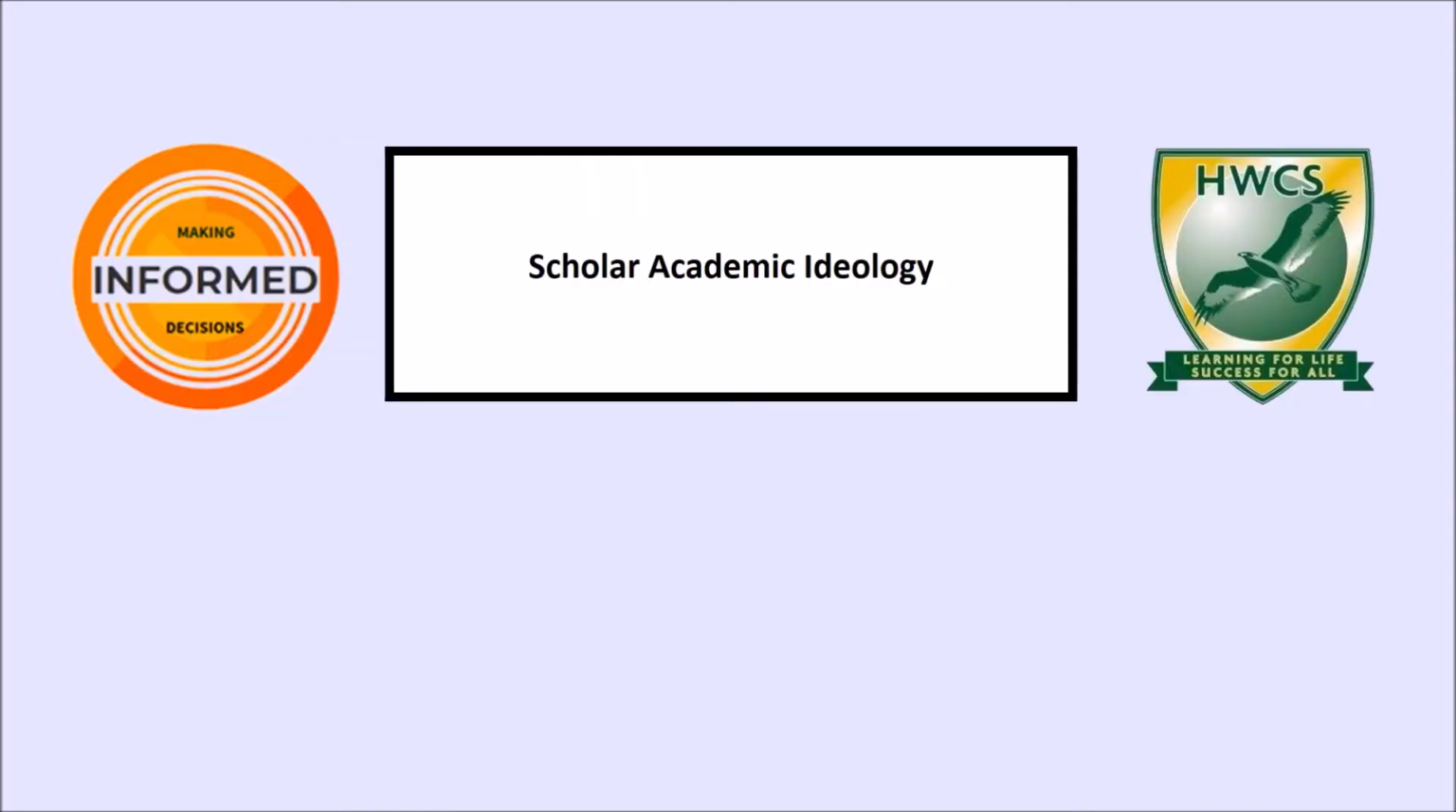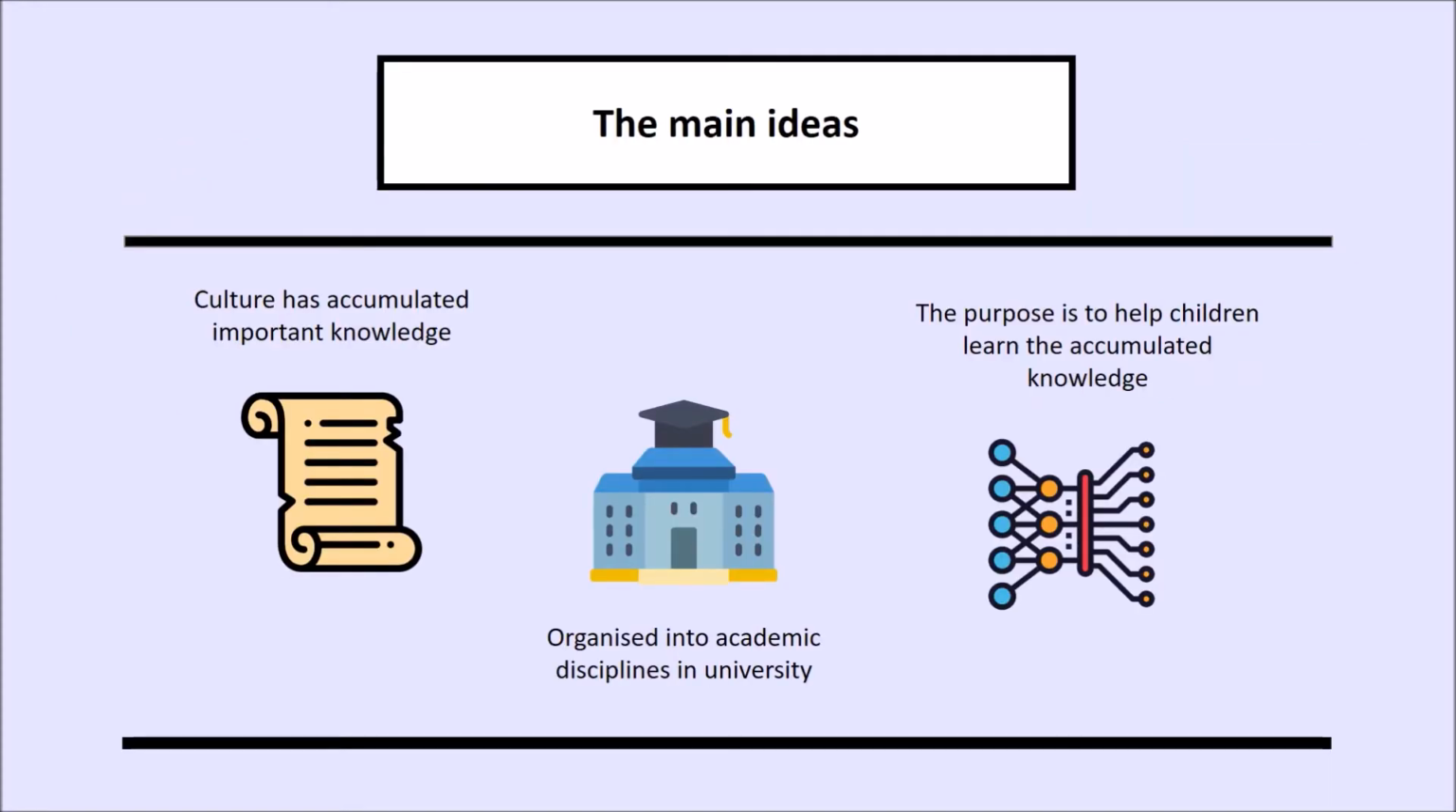So let's start with the scholar academic ideology. The main idea involved in this ideology is that culture, over the thousands of years, has accumulated important knowledge. And we've organised that in our society into academic disciplines. And we teach those different academic disciplines in a university. And the purpose is to try and help children learn that accumulated knowledge, what we've created within those different disciplines.